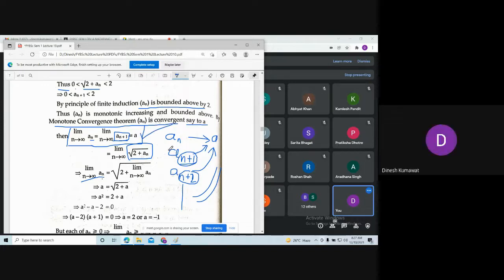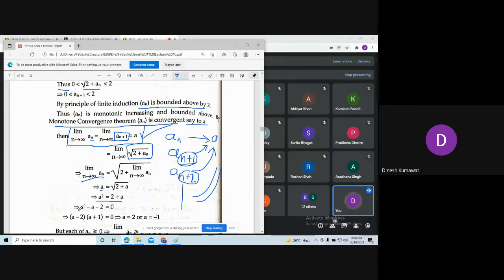Limit of a(n) is nothing but a. So you keep a. On the left hand side also we have a. Now for removing this square root, you just take the square on both sides. So on the left hand side, we have a square is equal to 2 plus a.